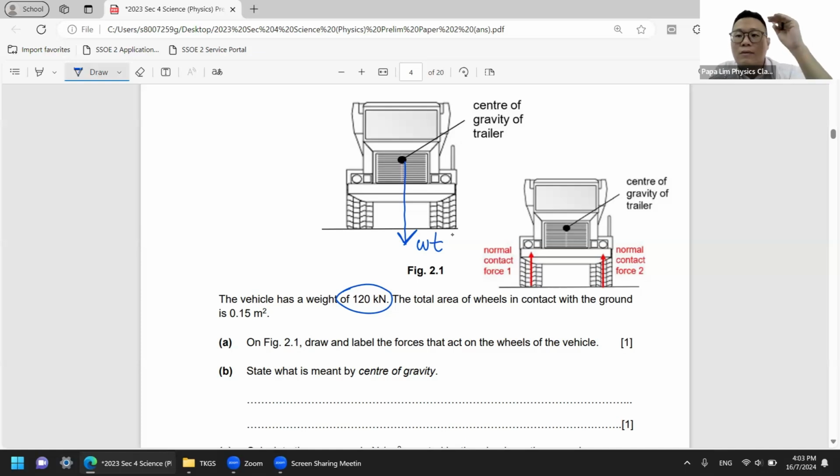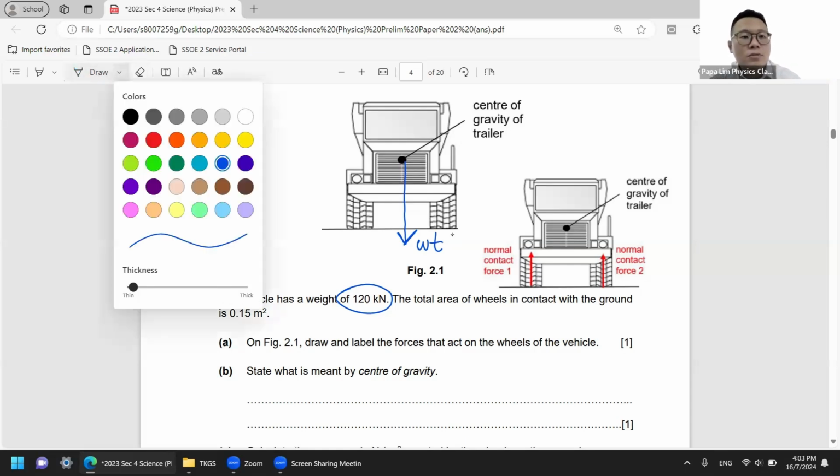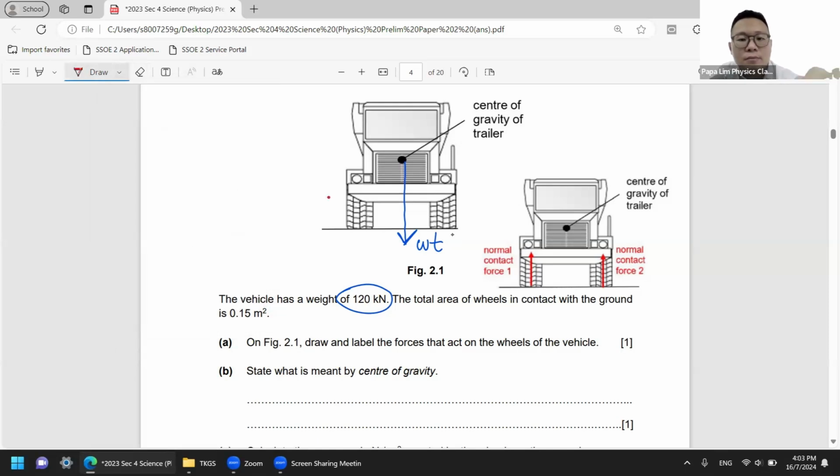So if the trailer is resting on the ground, the ground will exert a force onto the wheel. So the force will be an upward force, pointing upwards, in this case, this way. Remember, in this question, because of the way the picture is drawn, there are two wheels. So the contact force you draw should be targeted at the two wheels themselves, the front two wheels that you can see.